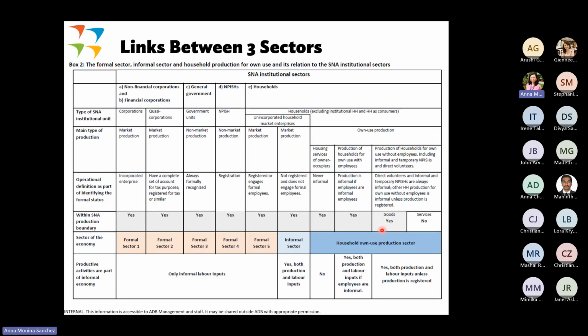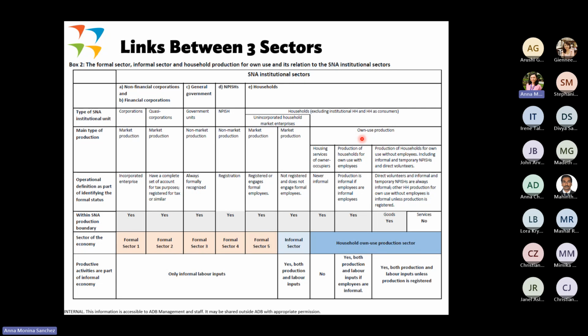Okay, if we link the three sectors, we can look at this framework here. Now we look at more specific types of units. We have your non-financial and financial corporations, which are market producers. We have general government, which are non-market producers, NPISH, non-market producers, and households who are partly market producers and who produce for their own consumption.